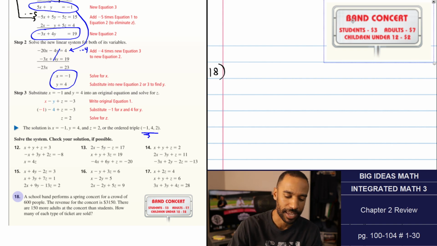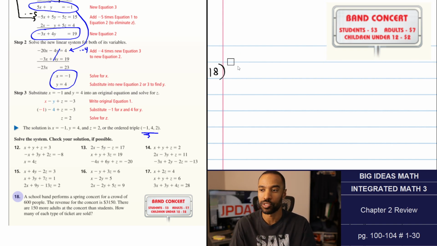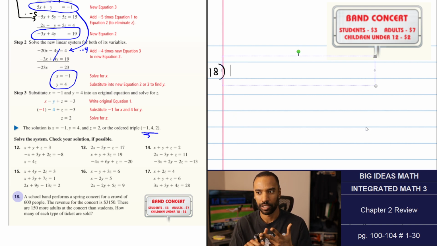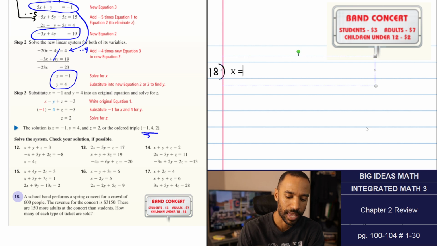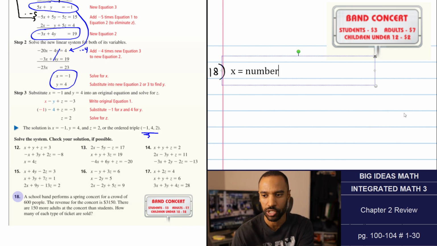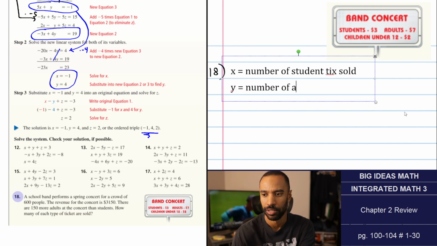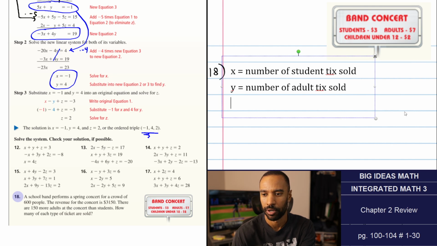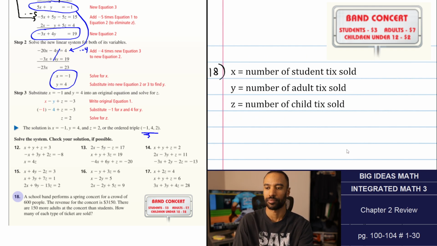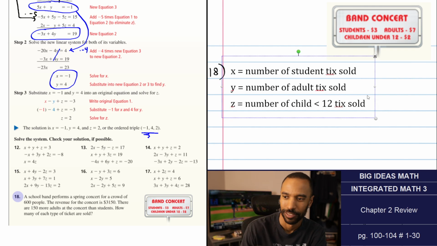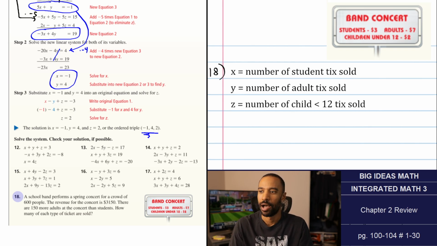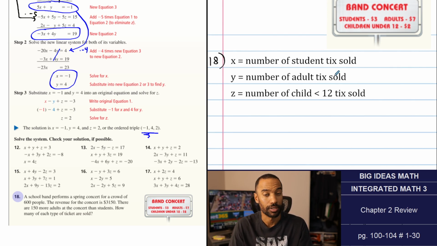So this information shows the different kinds of people that there are, and it's best that you define your variables. I'm going to use X, Y, and Z for students, adults, children under 12. So let X equal, what we're trying to find, how many of each type, number of student tickets sold. Y is number of adult tickets sold. And Z is number of children tickets sold, children under 12. That part doesn't actually matter as a number. But anyway, those are the different types of tickets that were sold. I guess if you're 12 or older, then you're an adult, unless you're a student.